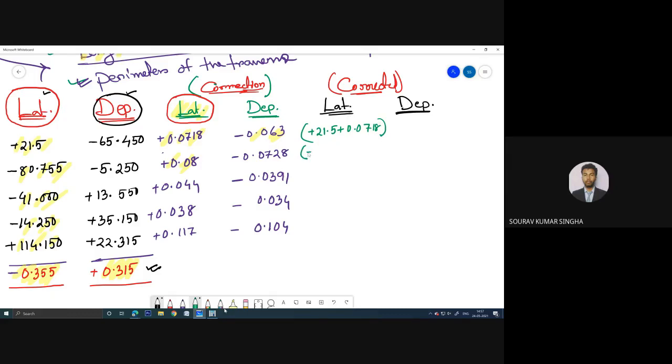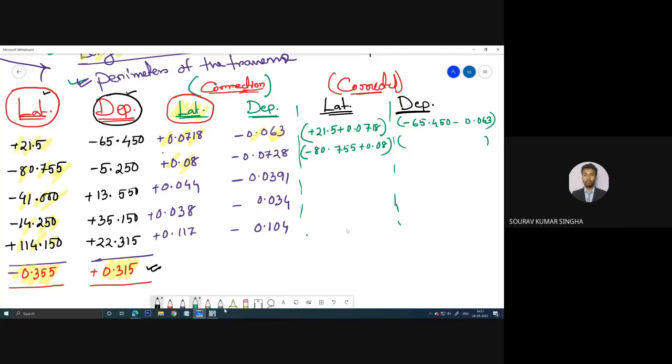Second one, minus 80.755 plus 0.08. You can see this is for latitude. I am considering right now only the latitude. Now similar for departure. If I consider the first one, minus 65.450, and here it is minus 0.063. In such a way, same case for here. This is the only portion.